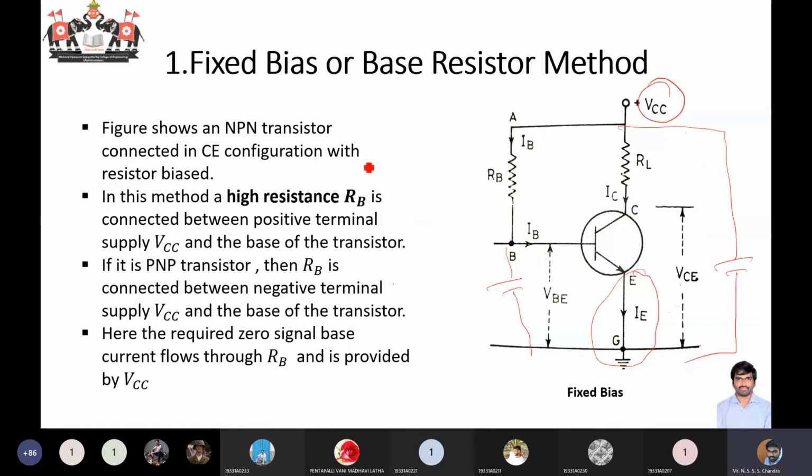By using this resistor RB, or load resistor RL, we are ensuring that the bias voltages are maintained. By choosing different values of RB and RL, you can ensure that the VBE and VCE values will be biased properly. So first I'll erase this slide.